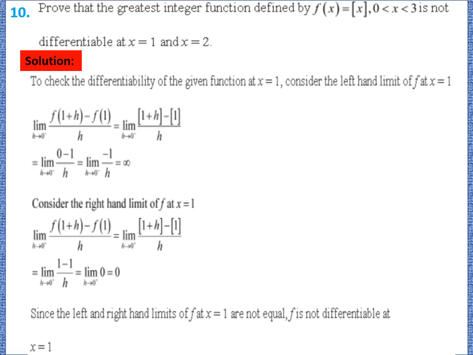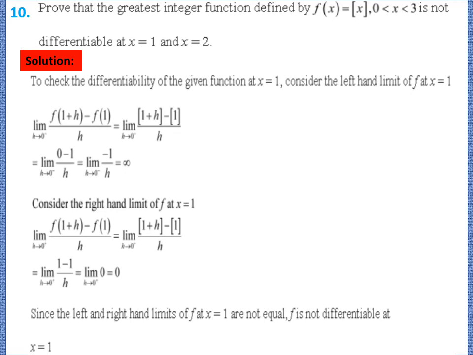Now the limit as h tends to 0 minus, where c is equal to 1 here, we get f(1 + h) minus f(1) upon h. So we get bracket 1 + h minus 1. You remember the greatest integer function? For example, if we have to find the greatest integer of 3.2, it is 3. If we have to find the greatest integer of 2, it is also 2, just less than or equal to the given number. So we are getting 0 minus 1 upon h, or minus 1 upon h, which is equal to infinite. Therefore the limit does not exist.